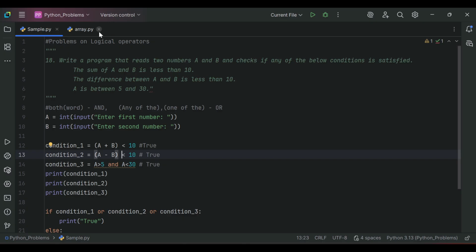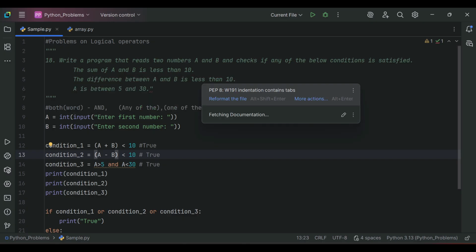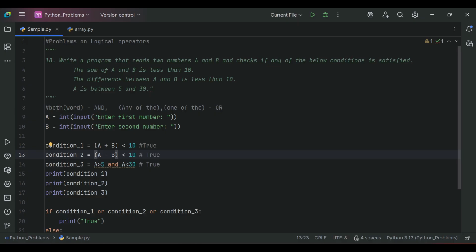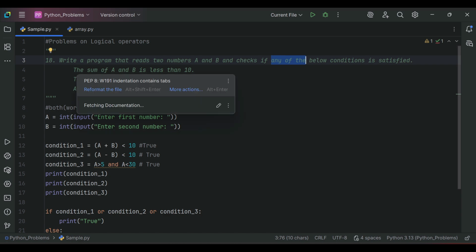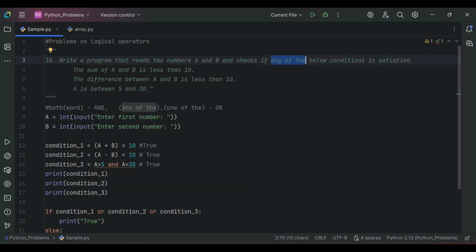Now we see the 18th problem. Write a program that reads two numbers a and b and checks if any of the below conditions is satisfied. See, the word "any" indicates logical or. What conditions has he given? What is the first condition? The sum of a and b is less than 10. That means a plus b is less than 10.